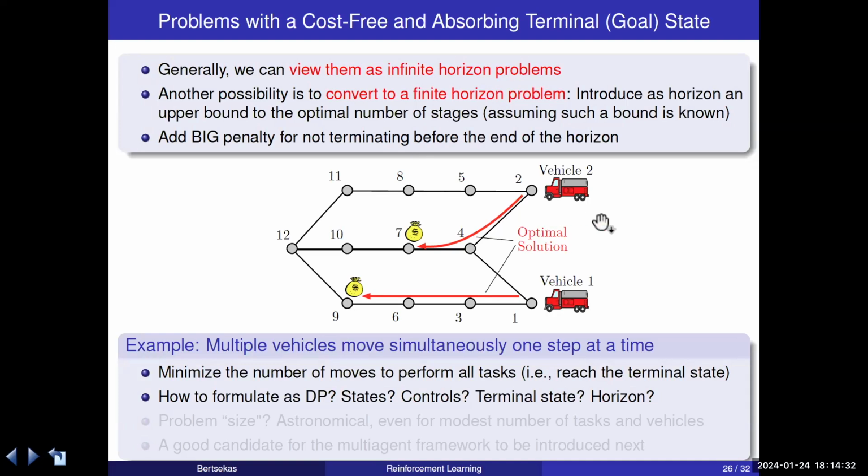It's also possible to estimate an upper bound to the number of steps that you would need. There are 2 tasks here, and you would need no more than 12 steps for one vehicle to get there. So multiply that 12 with the number of tasks, that gives you an upper bound. That would also be another possibility.